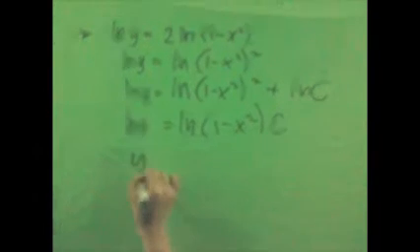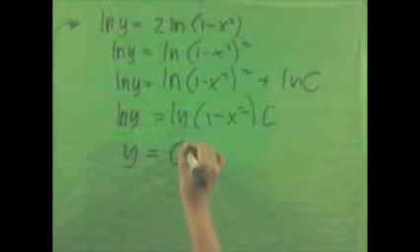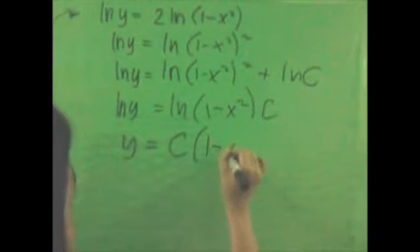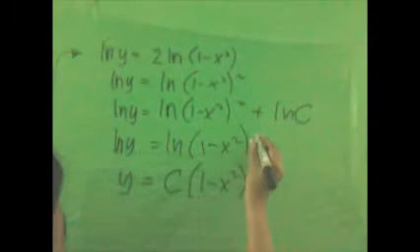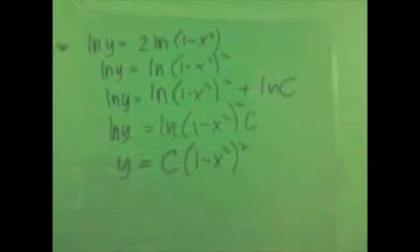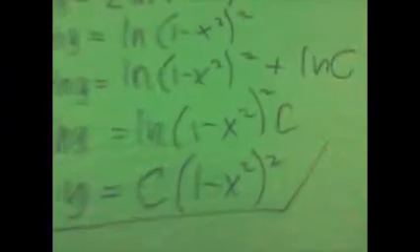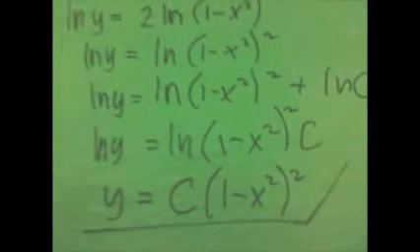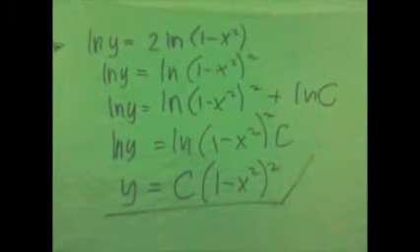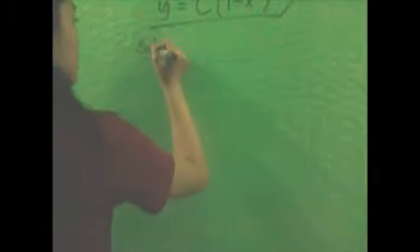Applying the anti-log, we have the value of y, which is c times (1 - x^2) squared, which we will be using for our next solutions. We will now solve the given conditions.